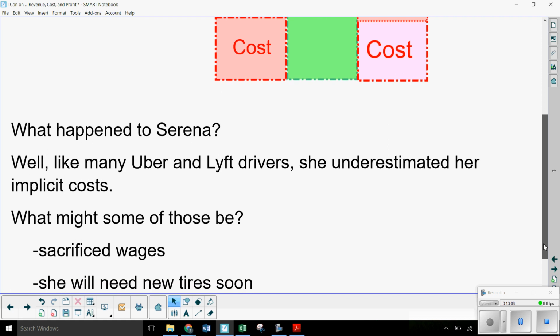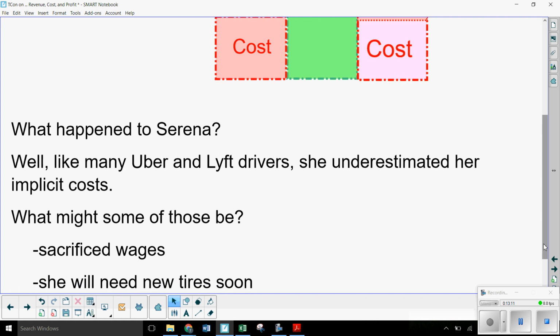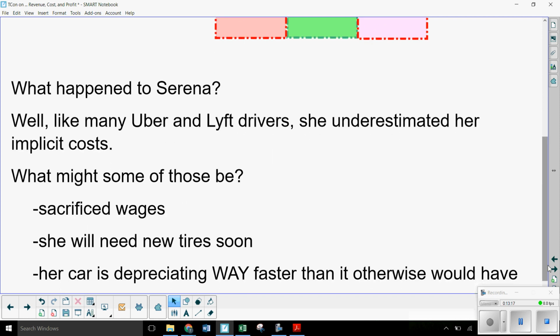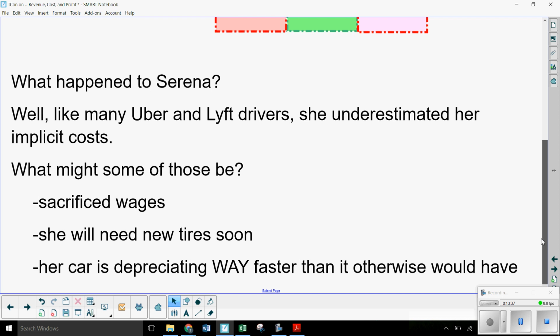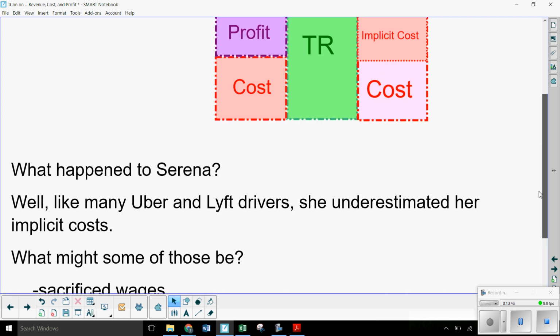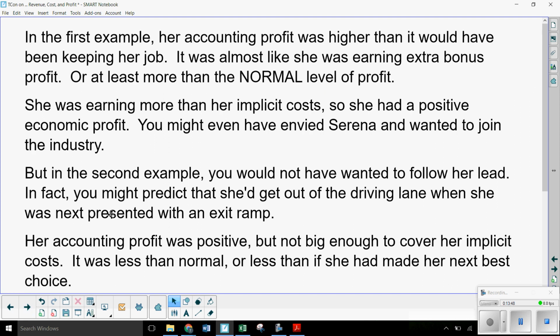But she's doing a lot more wear and tear on her tires, and she's going to need new tires a lot sooner than she otherwise would have, and that was an implicit cost she underestimated. Also, her car, because she's putting miles on it, is losing value way faster than it otherwise would have. I think there are some studies that I've read about with a couple of colleague teachers that show that maybe it's as much as $300 or $400 a month that Uber drivers sometimes cause in wear and tear on their car. So the value of it when they want to trade it in or sell it is way, way lower than it otherwise would have been. And that's a cost that's easy to ignore. Okay? All right. What's going on here?